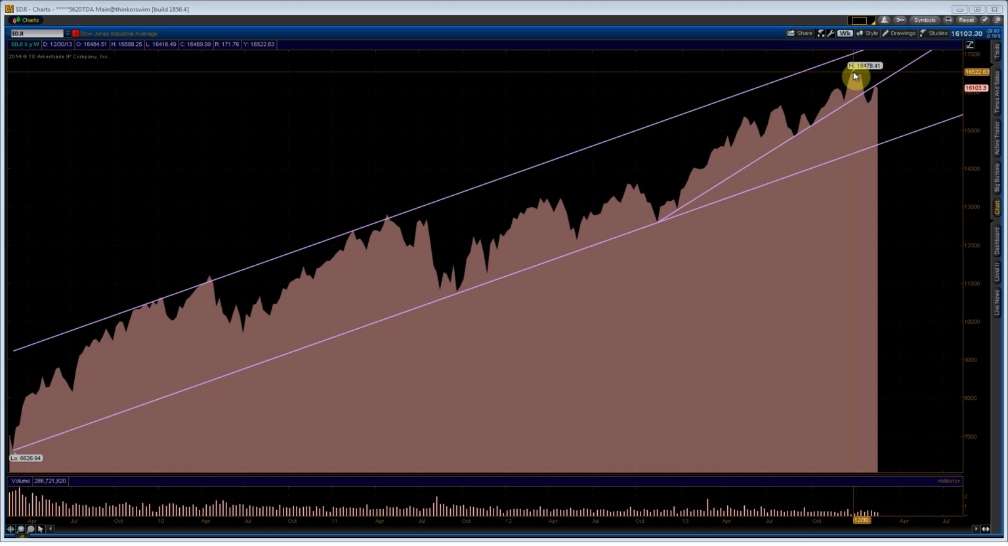Now, as you apply technical applications, and I'm going to be talking in relation to the most simple of all technical applications, which is trend lines.